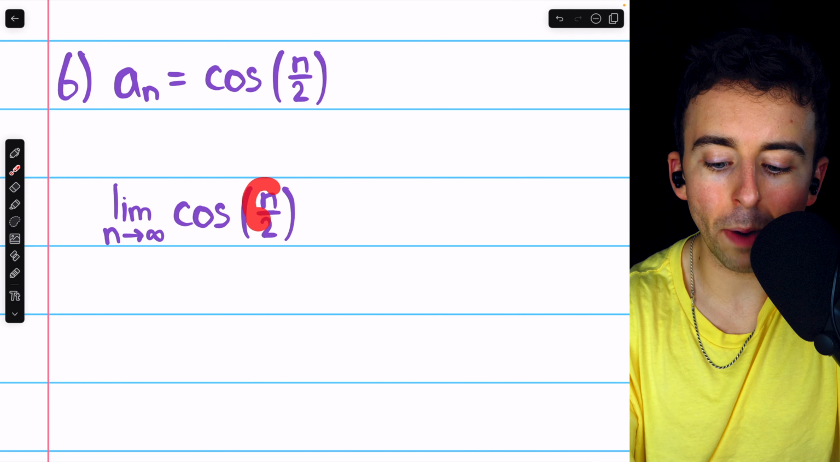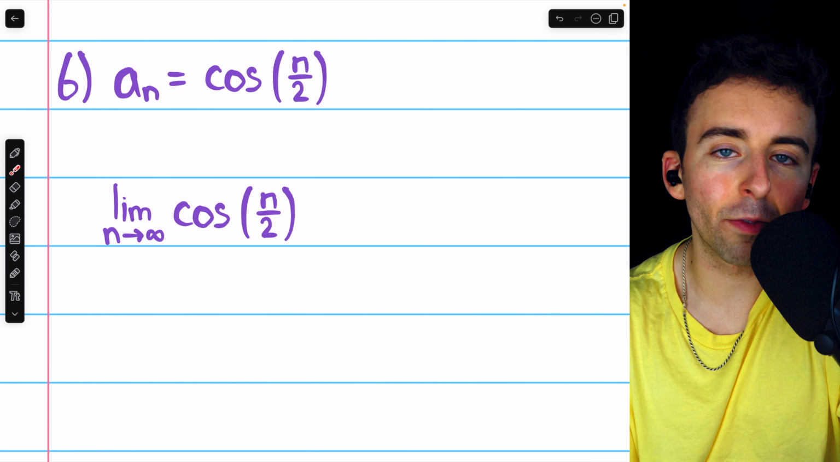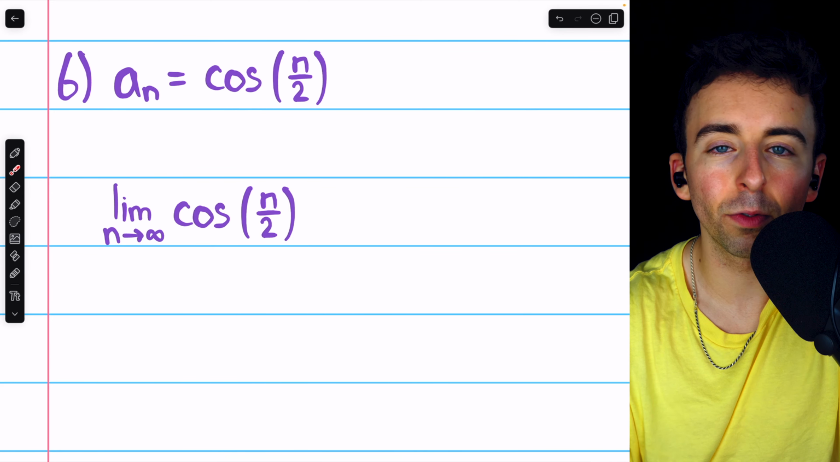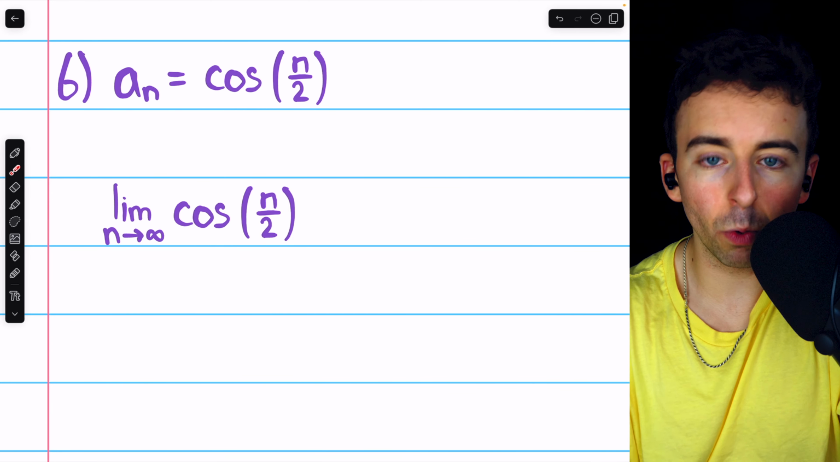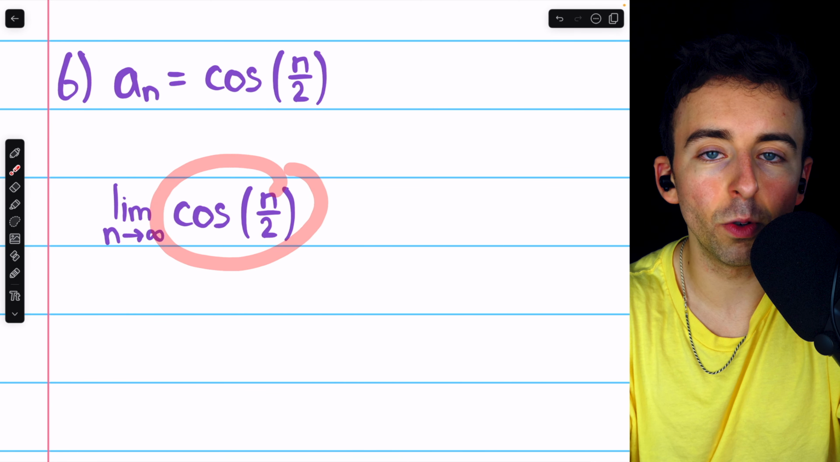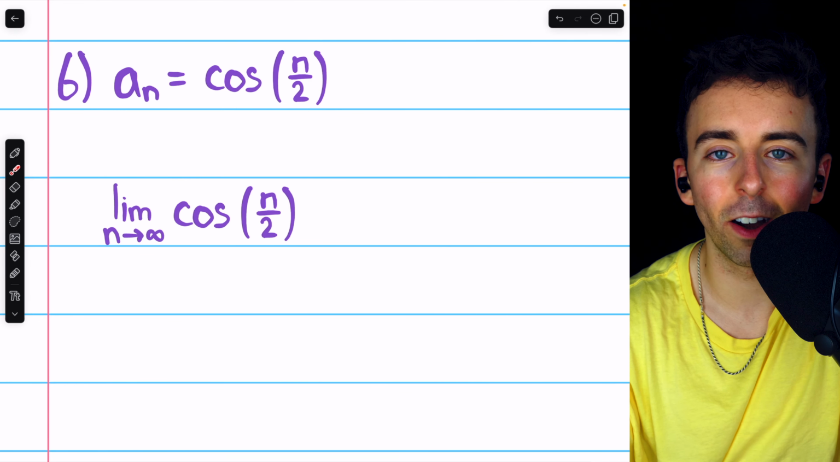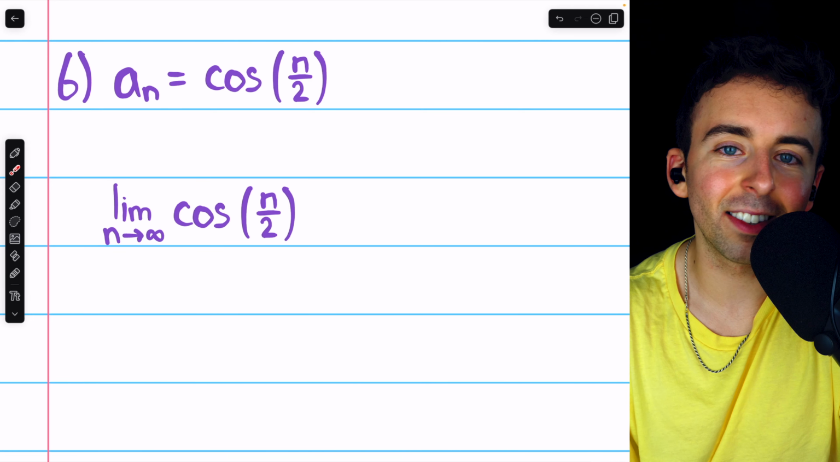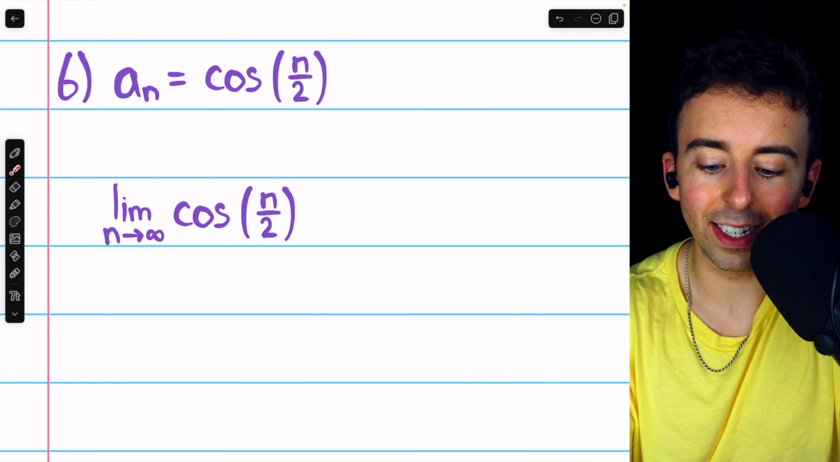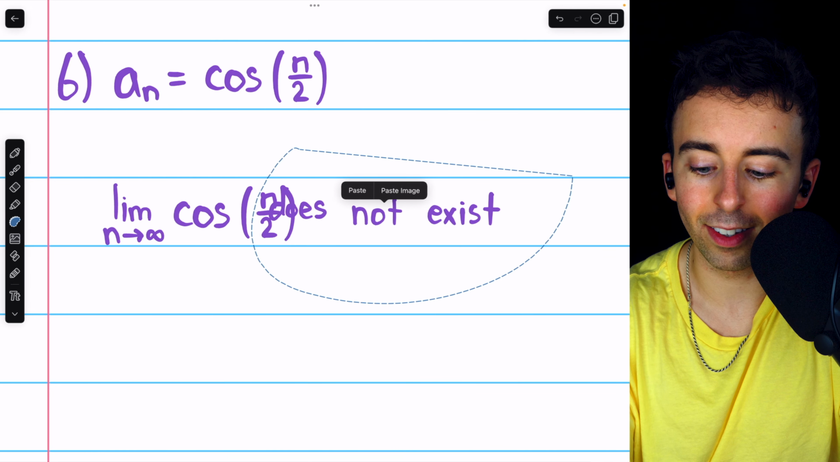If there was a 2 pi next to this n, so that every increase in n just skipped us forward a whole period, then it would be possible for a sequence like this to converge if it was just taking on constant values. But in this case, that's not happening, so indeed, this limit does not exist.